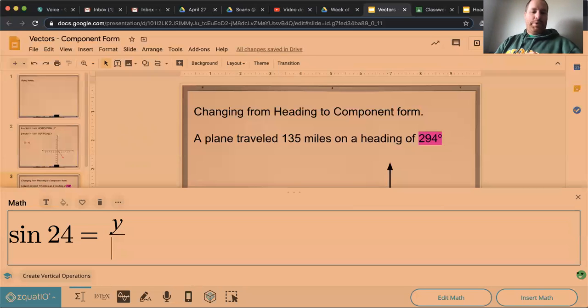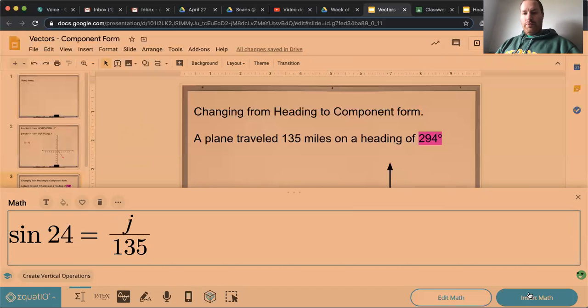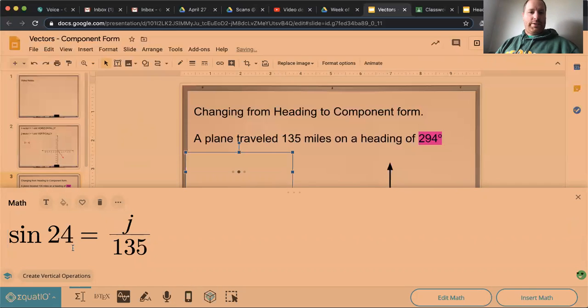I is going up and J goes up and down. So let me put that in there. J value, or J vector, over our 135, which we can solve. I just want to make sure that we emphasize that setup.